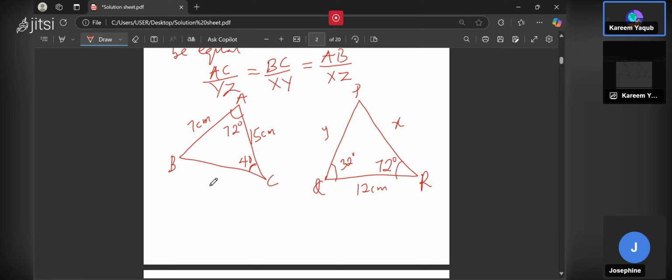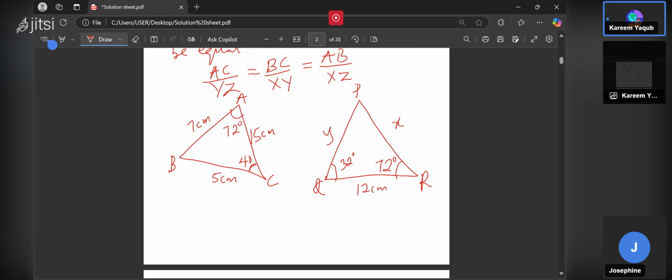This is given to be 5 centimeters. All right, good. So we are looking for the value of Y and the value of X. I'm going to do X for you. You are going to solve Y for me.